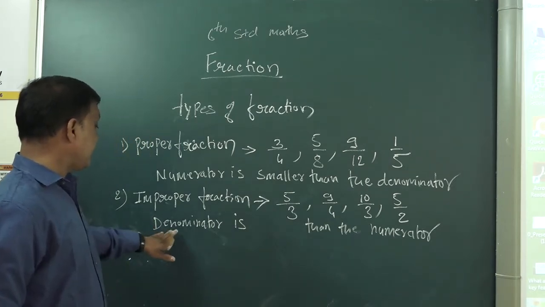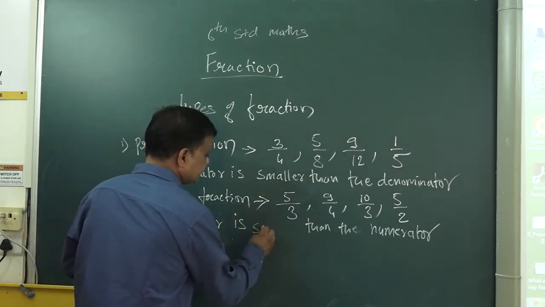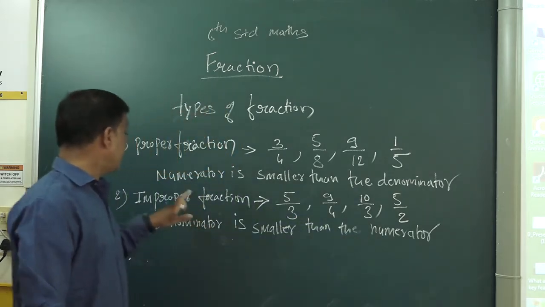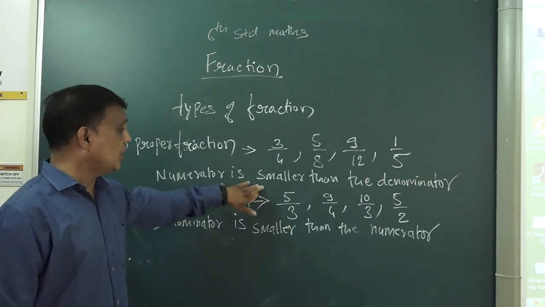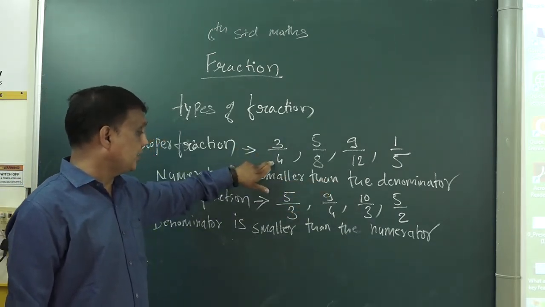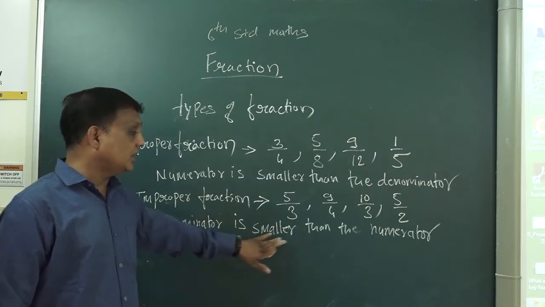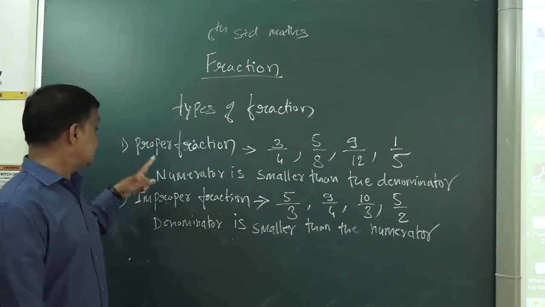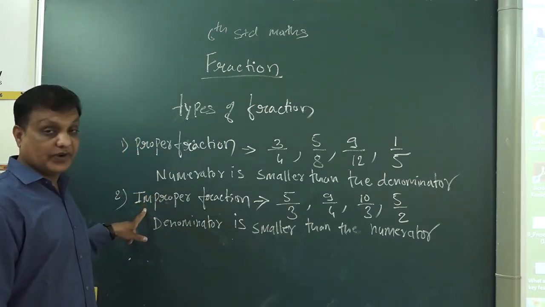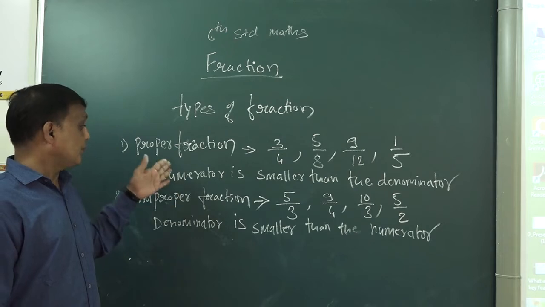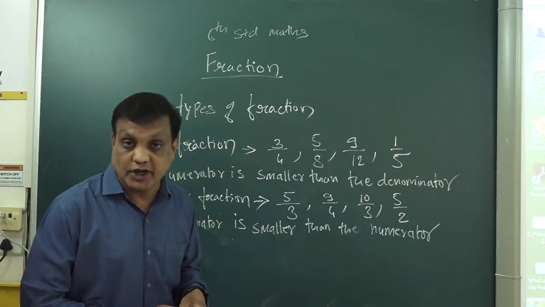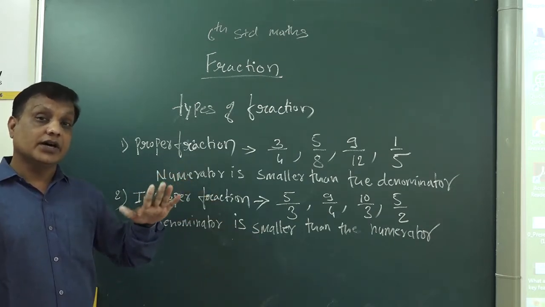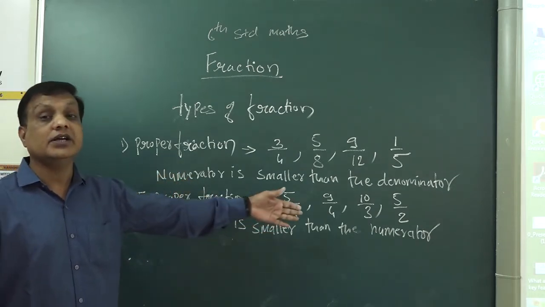In an improper fraction, the denominator is smaller than the numerator. In a proper fraction, the numerator is smaller than the denominator. Here the denominator is smaller than the numerator. Understand? So this is first, proper fraction, and this is second, improper fraction. Once again I am repeating: in a proper fraction the numerator is smaller than the denominator. In an improper fraction the numerator is greater than the denominator, so I have written here the denominator is smaller than the numerator.